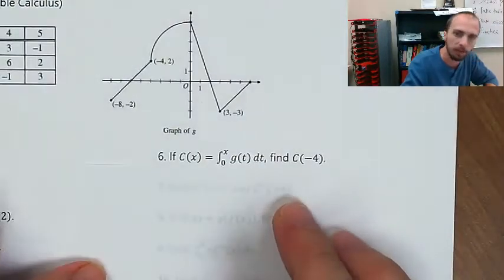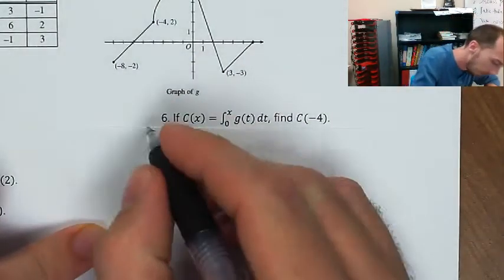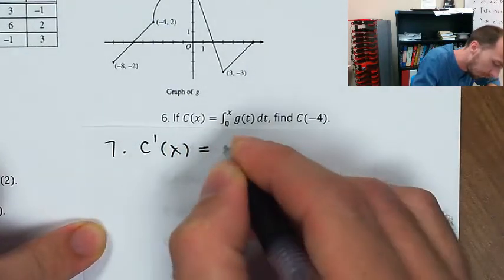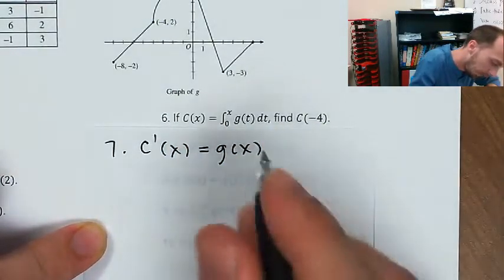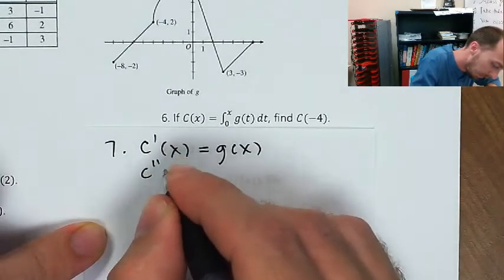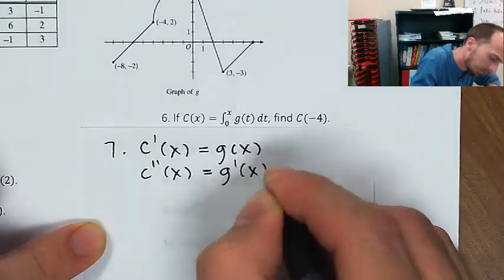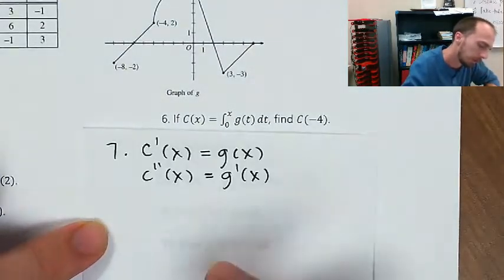All right. So if that's c of x, then c prime of x equals g of x, and c double prime of x is equal to g prime. I guess that might be the next one. But is it? No, both of these are number 7.